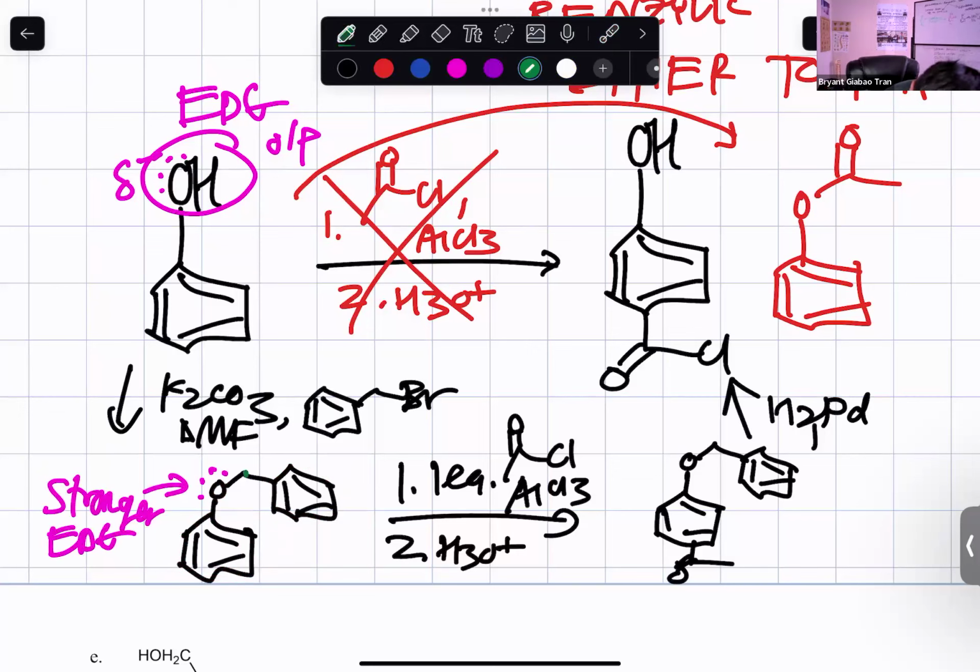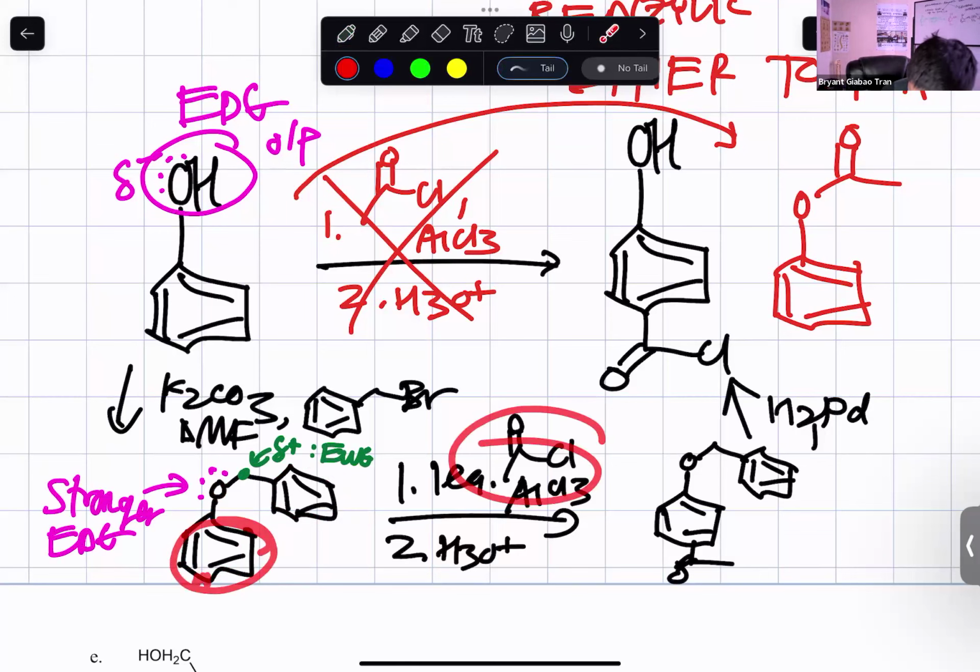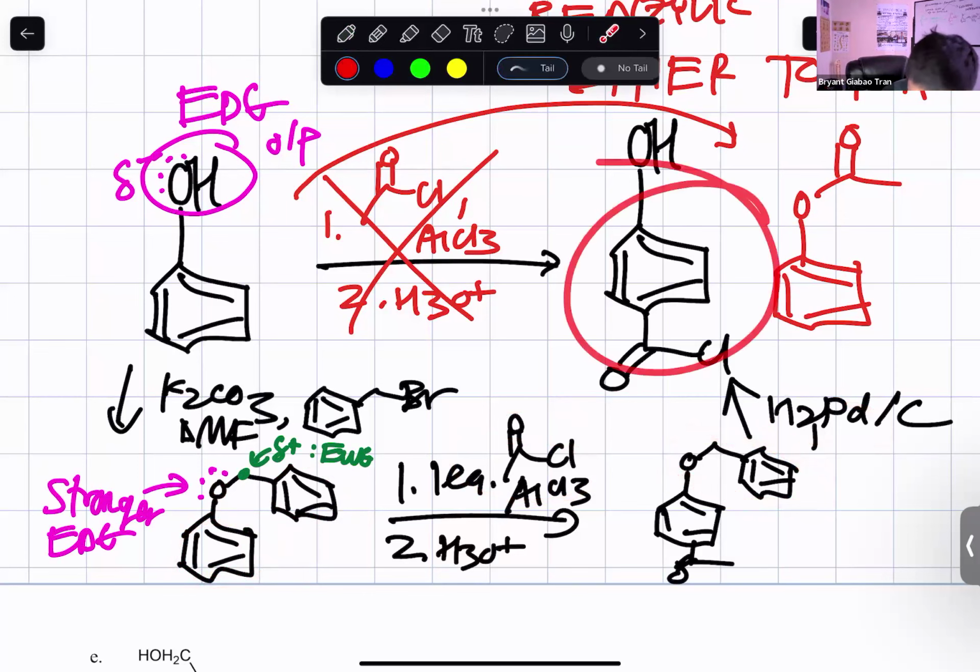And if you look at this carbon here, this carbon has a partial positive charge because it's attached to an electronegative oxygen atom. So that would be an EWG by induction, right? So this is a more activated ring. So we're going to put the acyl group para to this position right here. And then once we have that, we could deprotect this benzylic ether with H2, Pd/C to convert it back into the alcohol that we have right here, right?